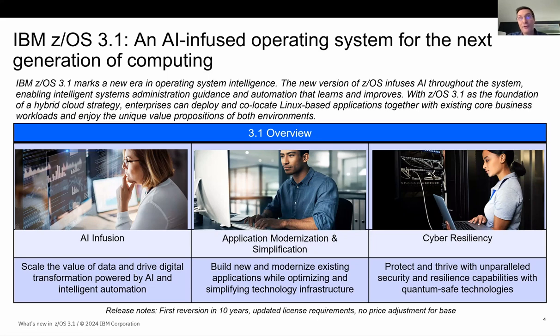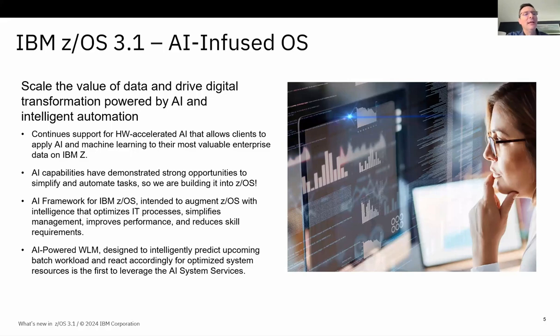So this is the first version change in 10 years. So 2.1 was 10 years ago, if you can believe it. So a lot of people get nervous when the first digit changes. They say, uh-oh, is there going to be a price increase in zOS? And the answer is there is no price adjustment for the base. There are some updated licensing terms, but that's not really a big deal. No change in price. So let's talk about zOS 3.1 and the AI-infused operating system.